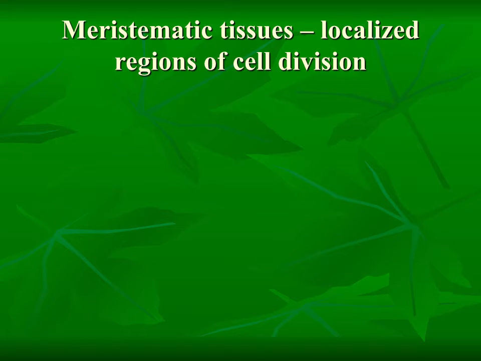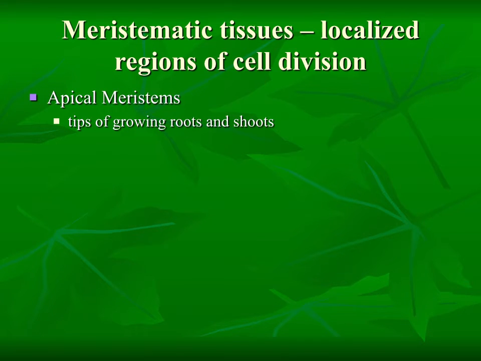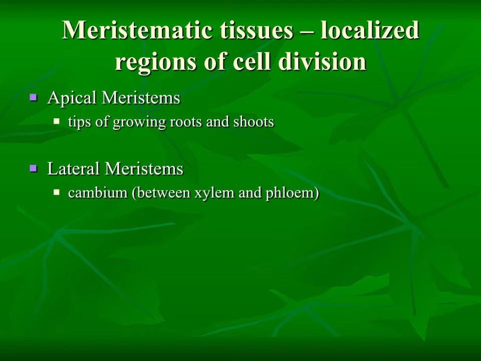Meristematic tissues are localized regions of cell division. In plants, these are specific regions, namely the apical meristems, which you find in the tips of growing roots and shoots, and the lateral meristems, which you find in your cambium, and the cambium is found between the xylem and the phloem.